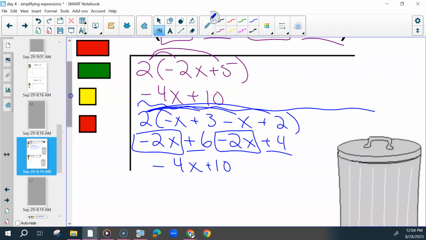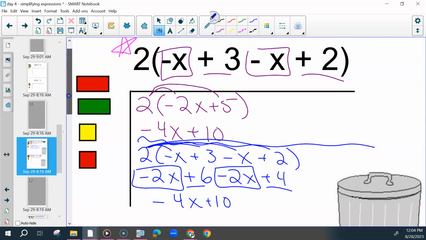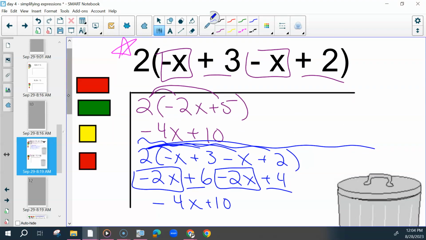So the answer to Daria's question is it doesn't matter. For this only, for simplifying expressions, it does not matter. When we get into evaluating, order will matter. But right now it does not. So either or. Questions on that?